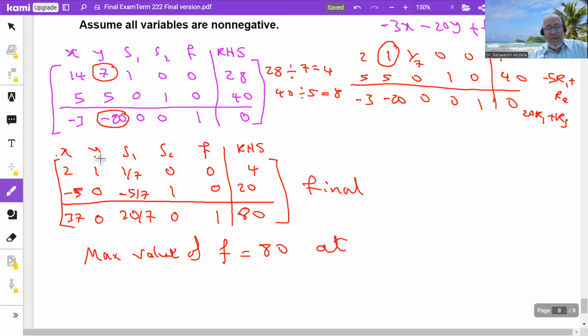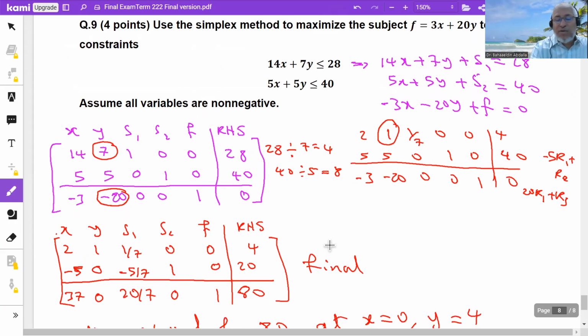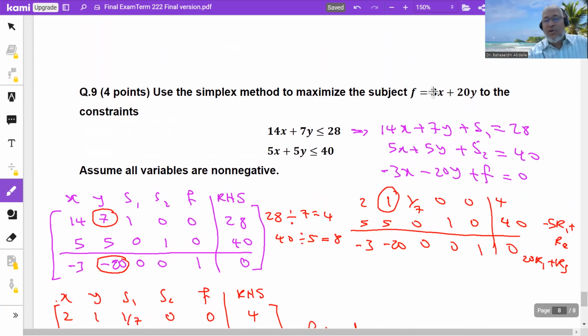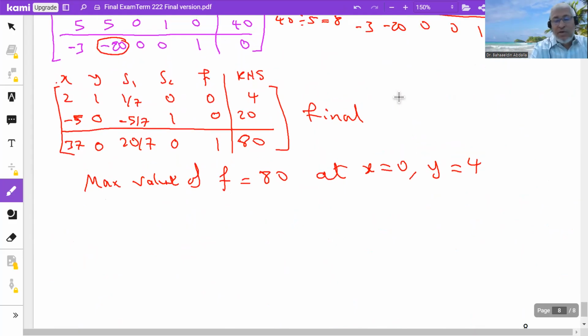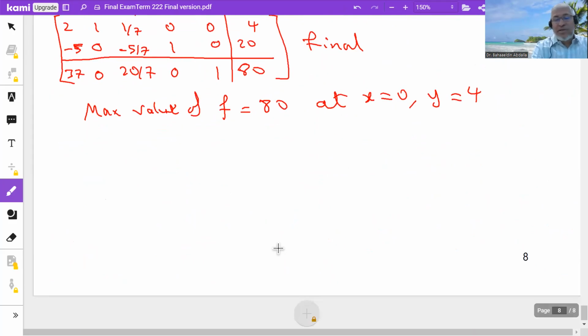And it occurs at, well, X is not a basic variable because it doesn't have 1, 0, 0. So you just put it 0. But Y is a basic variable because we have 1 here. So if you put X 0, S1 0, you get 1Y equals 4. So Y is 4. To check our solution, if X is 0 and Y is 4, we will get F: 4 times 20, that's 80. So that's the correct answer.